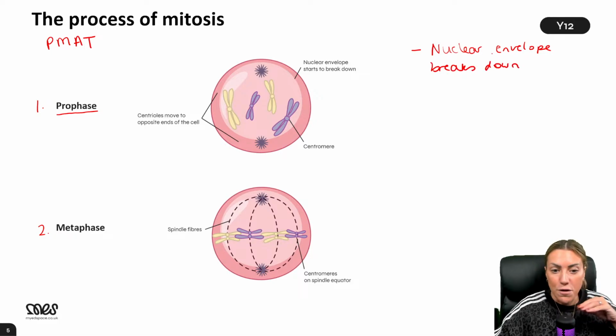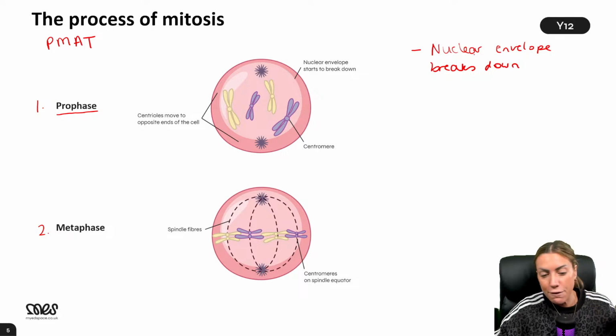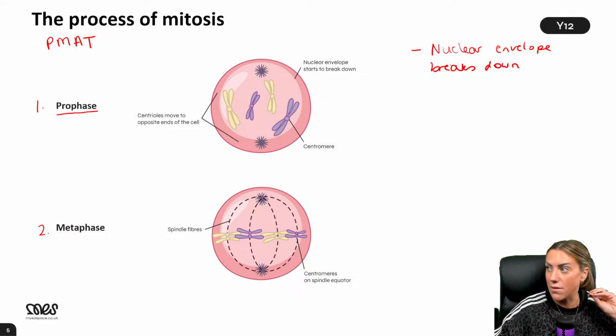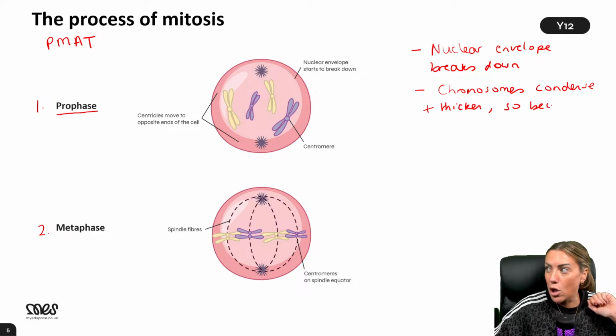So during prophase, at the beginning of mitosis, the nuclear envelope breaks down. So you can no longer see the defined nucleus because it hasn't got that membrane around it anymore. Okay, so the nuclear envelope breaks down. The second thing we're going to say is, and I hope you're writing this with me, the chromosomes condense and thicken. And this means they become visible. You can see them, okay?